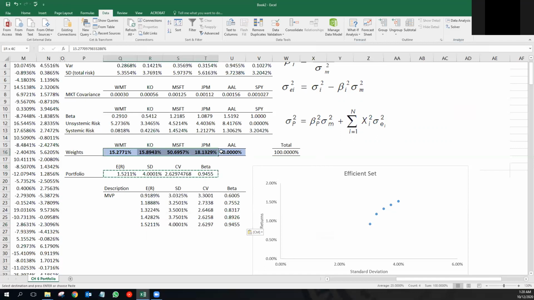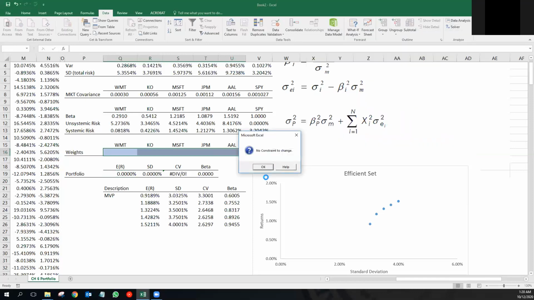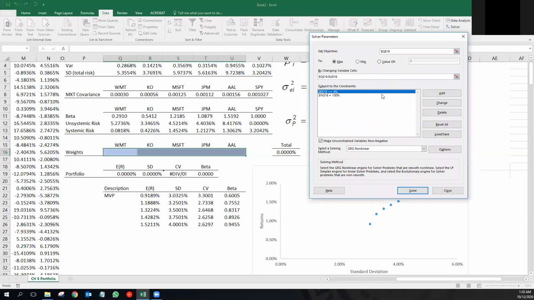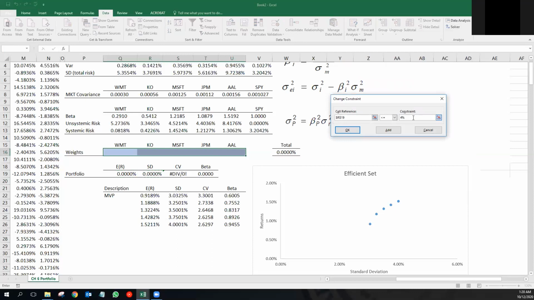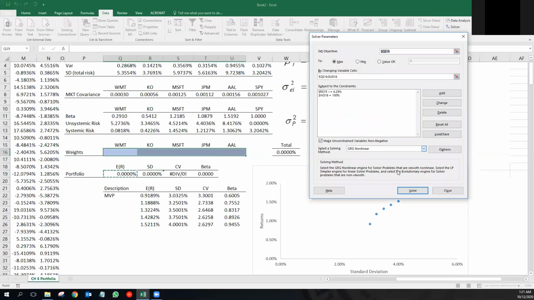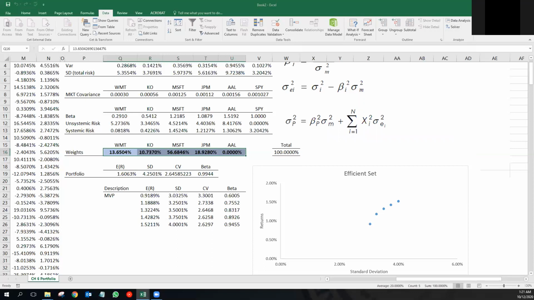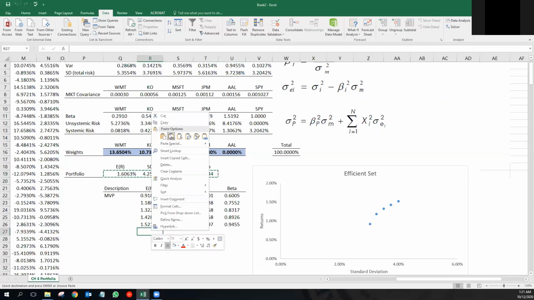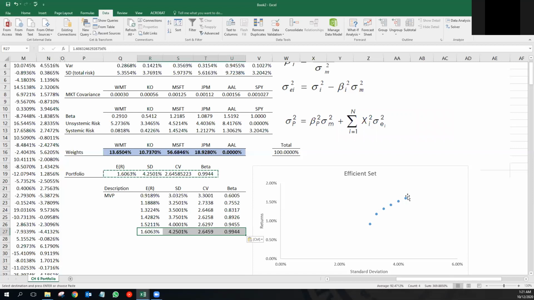Let's do a couple more. Maybe I want to go up to 5%. So I'm going to change. I did something wrong. Oh, okay. I got to select it. I got to change it. 4.25%. Okay. Solve. Okay. Paste just the values. Efficient frontier coming along.